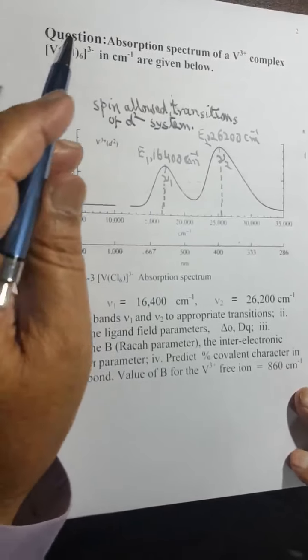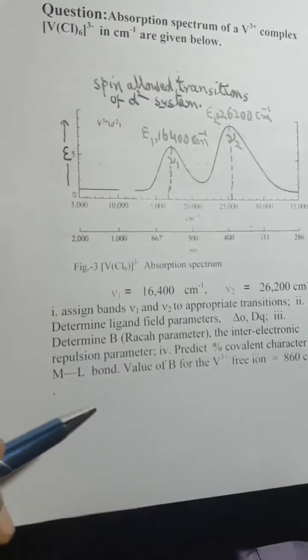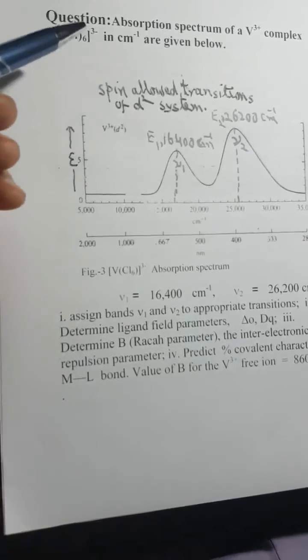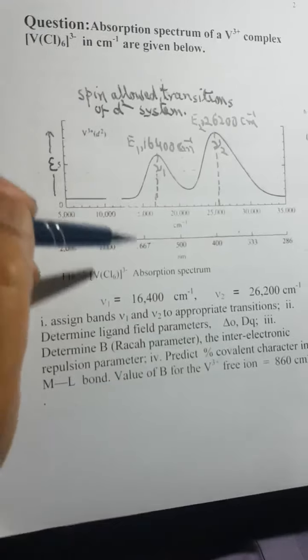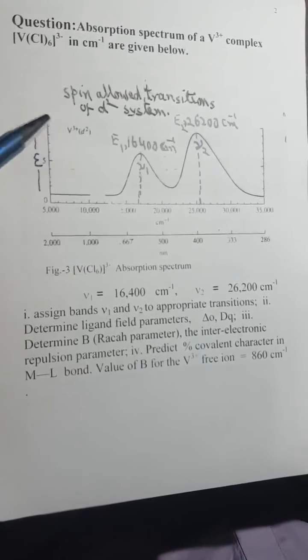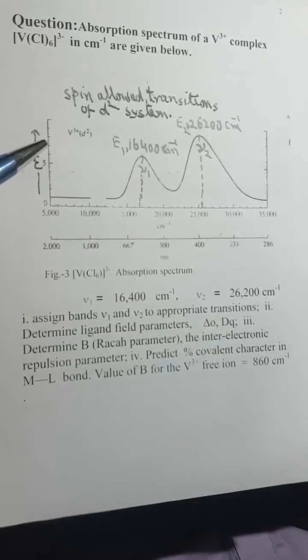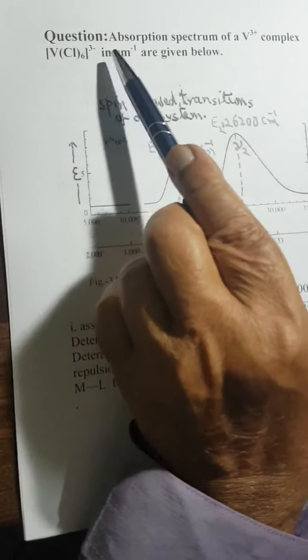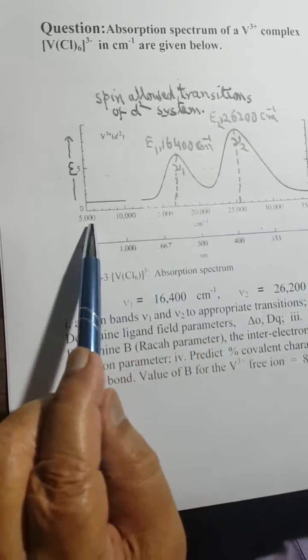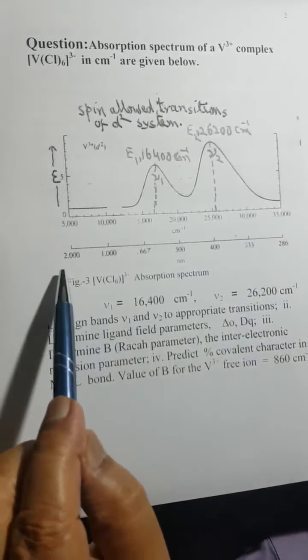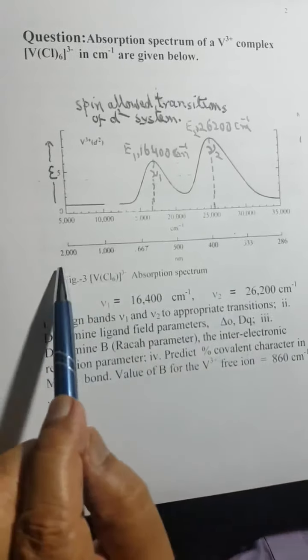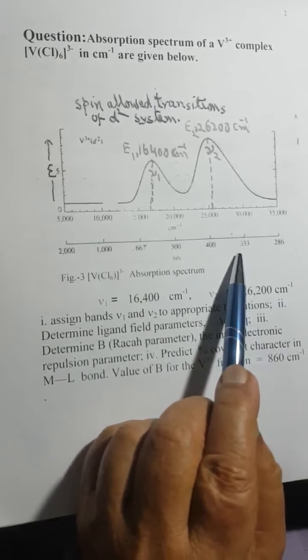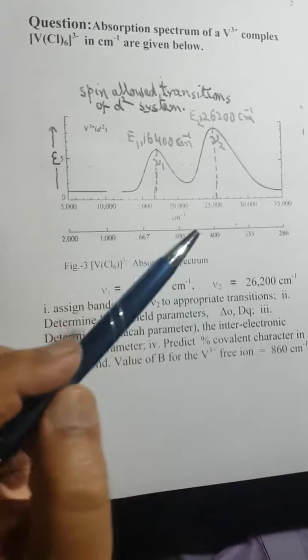Here is the question I have framed, and I am going to solve this in very good detail. Although it can be solved in even a quarter of the time I've spent. The absorption spectrum of a vanadium complex is given below in reciprocal centimeter. Here is the reciprocal centimeter scale, this is the energy scale. The nanometers are also given. If it is given in nanometers and this is not given, then we have to convert it.